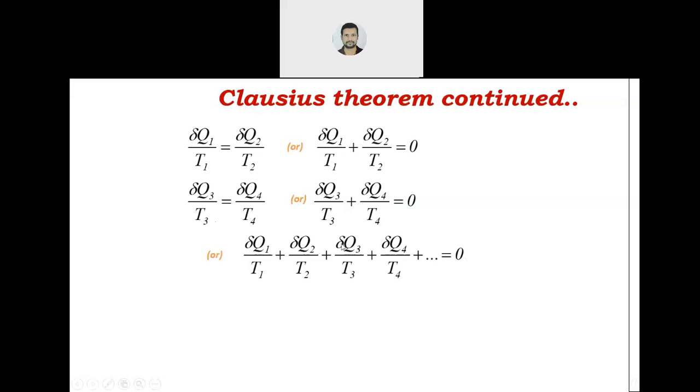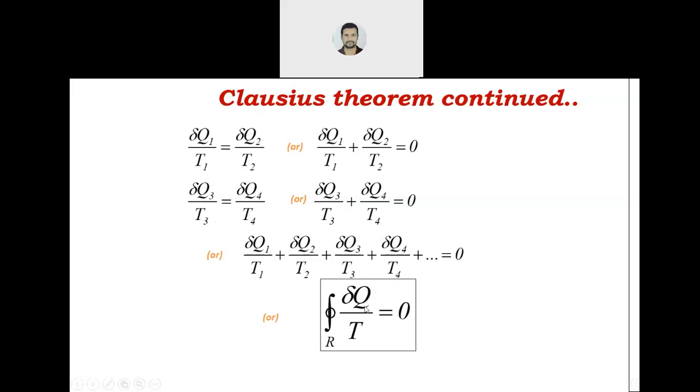So you can say the summation of dQ by T is equal to 0, or the integration of dQ by T is equal to 0. Either summation or integration of dQ by T is 0. This is for a reversible process. This is the important conclusion you have got from the Clausius theorem.